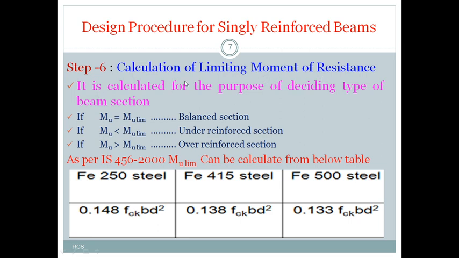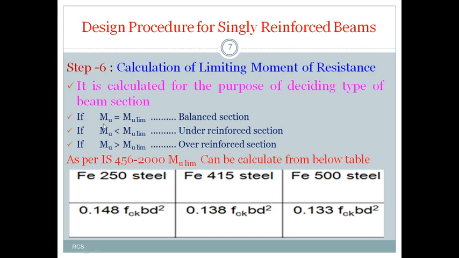What is the purpose of calculating this limiting moment of resistance in the design of singly reinforced beams? The purpose is to decide the type of section. Generally we have three types of section based on their failure modes: balanced section, under reinforced section, and over reinforced section. So based on the obtained ultimate bending moment value and the limiting moment of resistance, the relation between those two lets us decide what type of section it is.